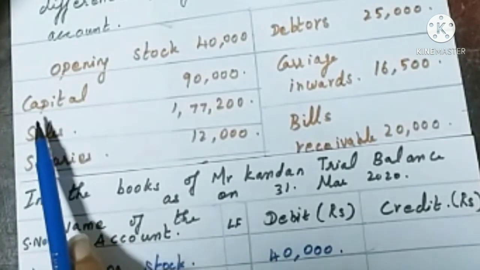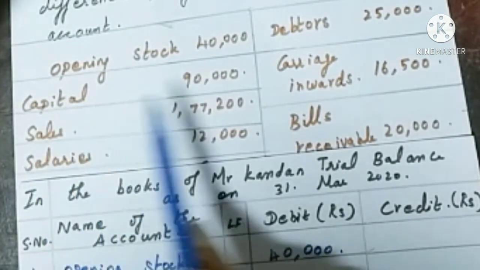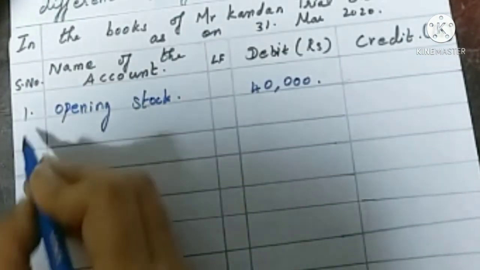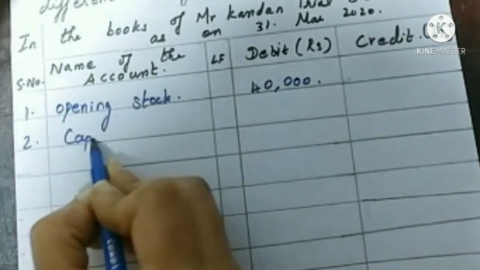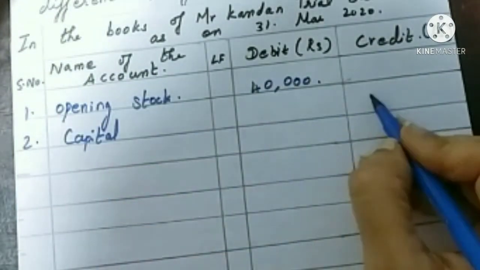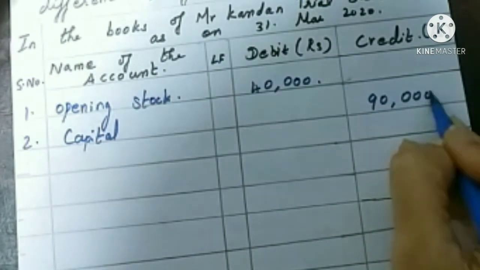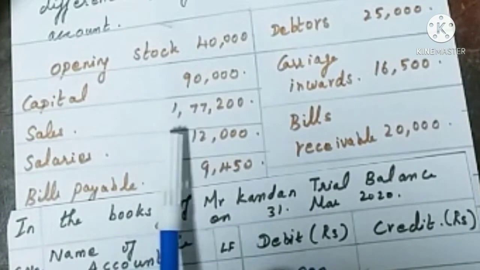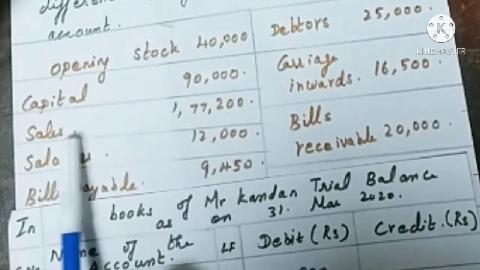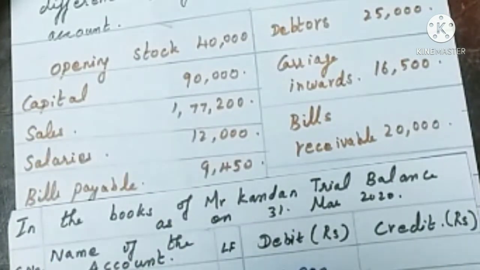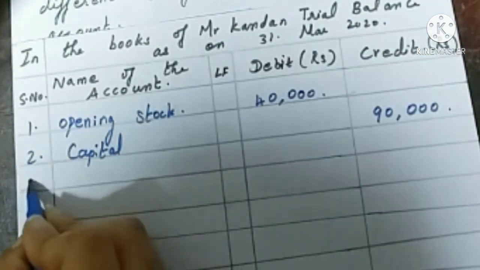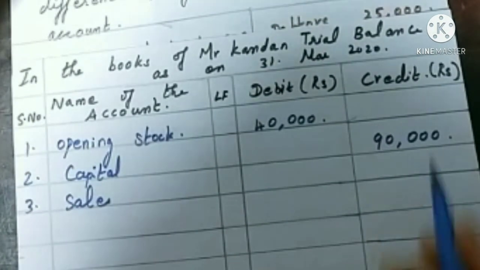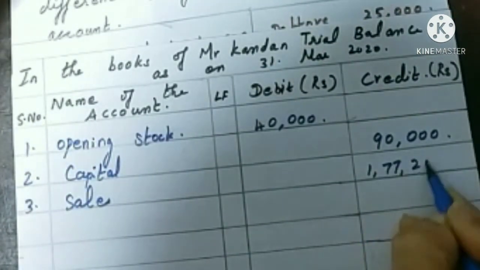The next one is capital. Capital should be credited. Amount is rupees 90,000. Second one, capital, amount is rupees 90,000. The next one is sales, 1,77,200. It should be credited. Third one, sales, 1,77,200.